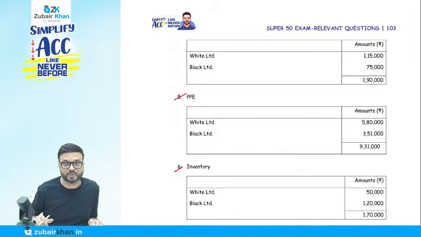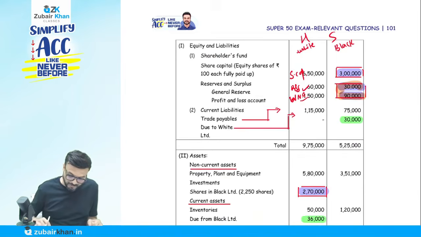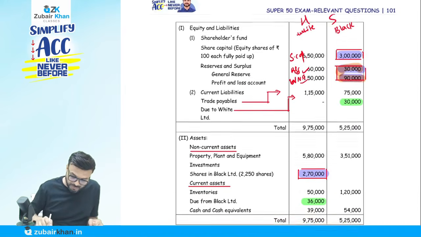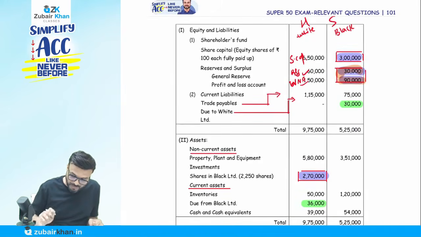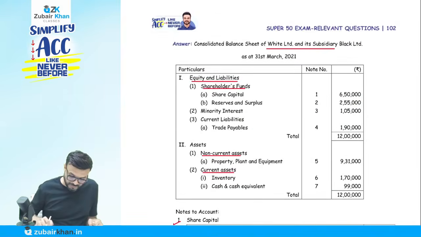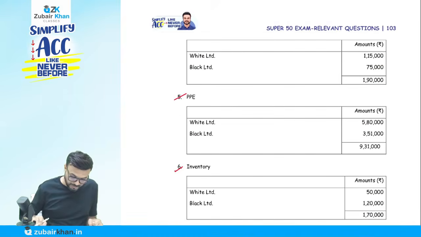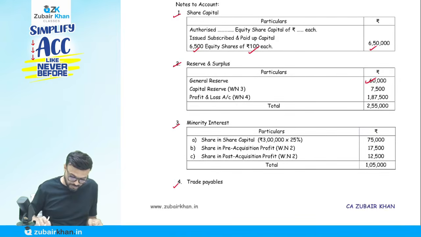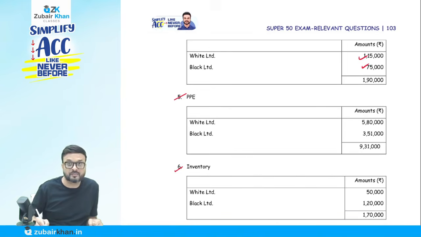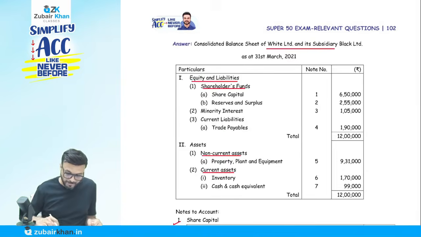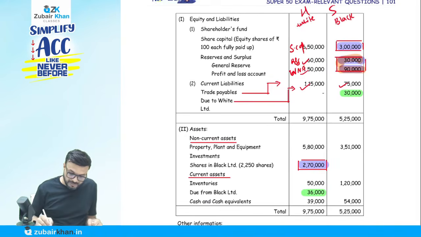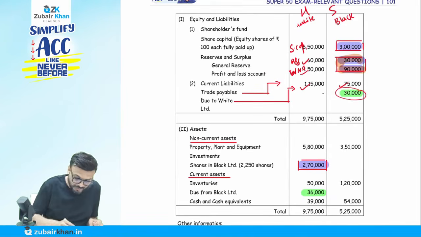Now I will go to the analysis part, but let me first finish this. Trade payable 1,15,000 and 75,000. Trade payable, we make a note on it. Then we have the mutual debt, it is coming 30,000. Just for you, let me draw this in the books of Black Limited.